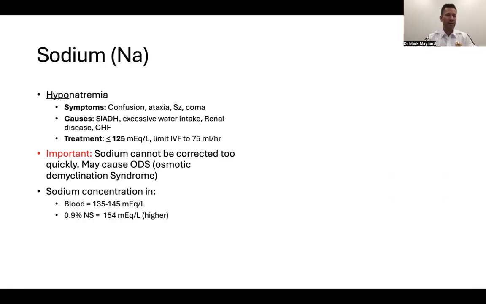And remember, normal saline does have a higher concentration of sodium. So you can see that normally in the blood, it's 135 to 145, but normal saline is actually much higher concentration. It's 154. So you can see that if we were to add normal saline to the blood, it would actually cause that sodium to rise because it's a higher concentration.